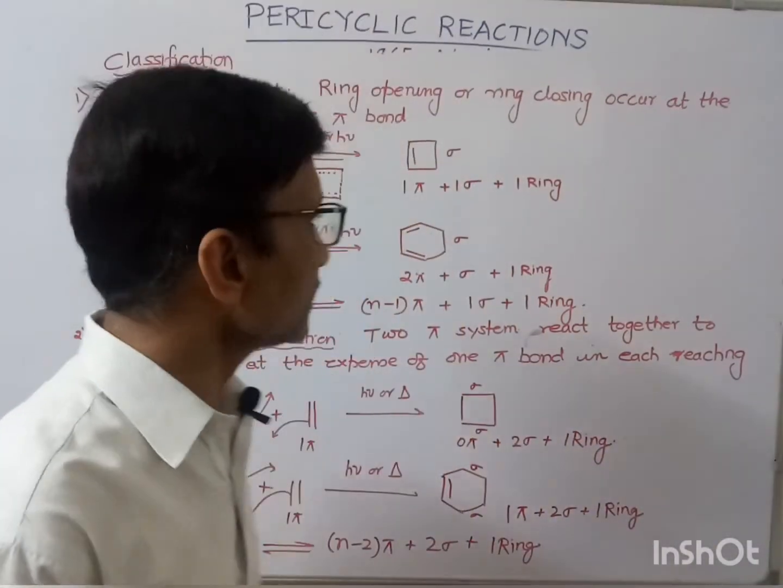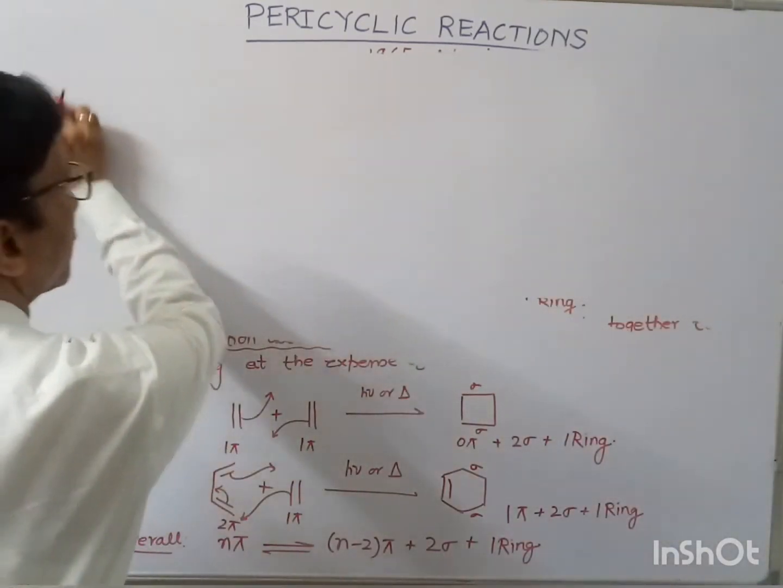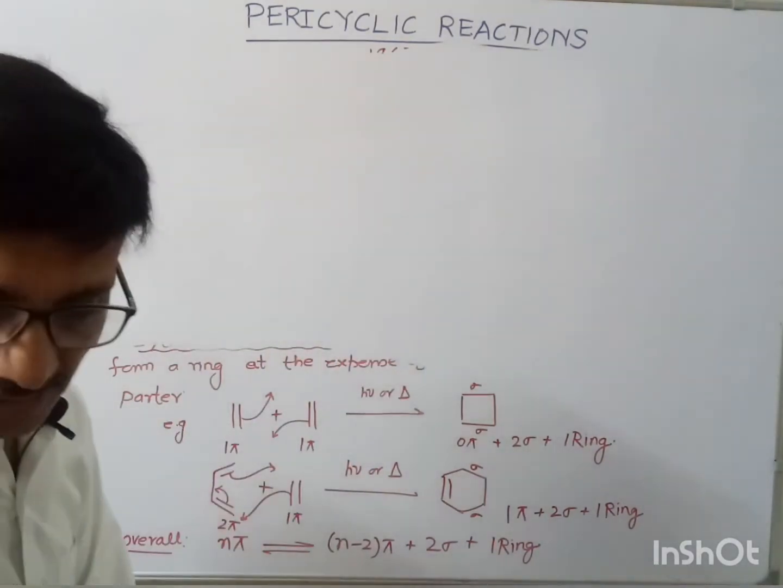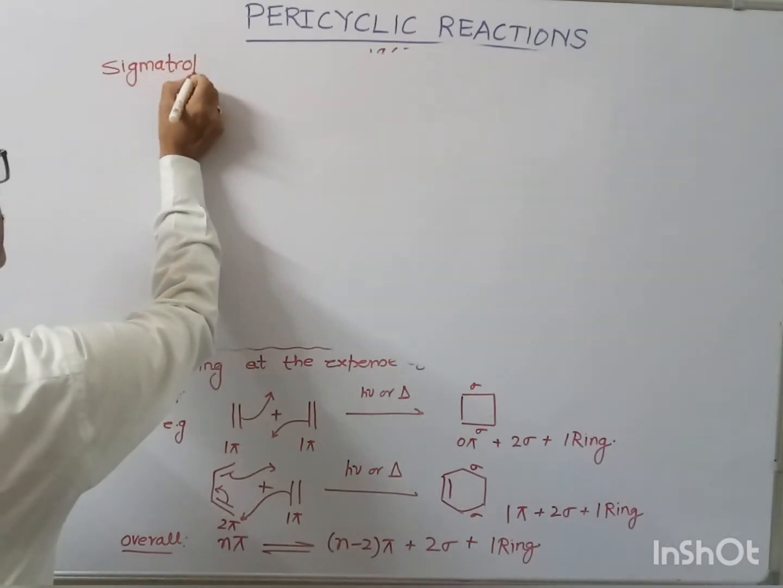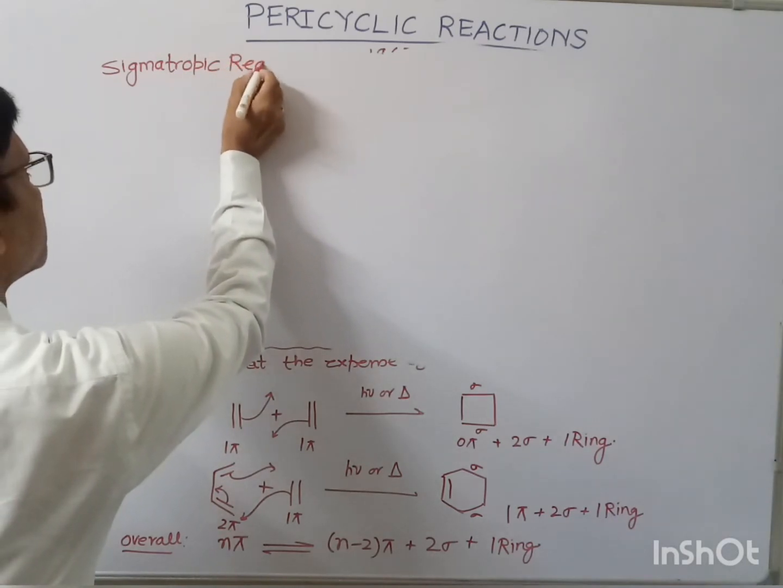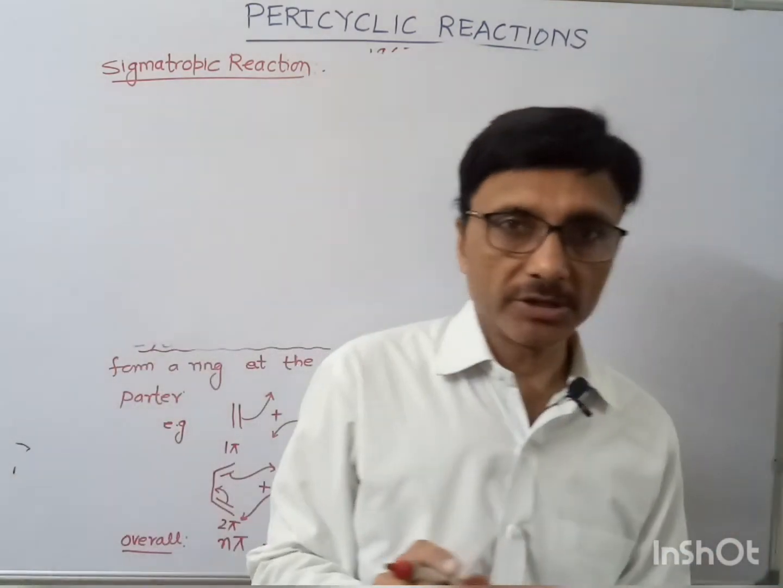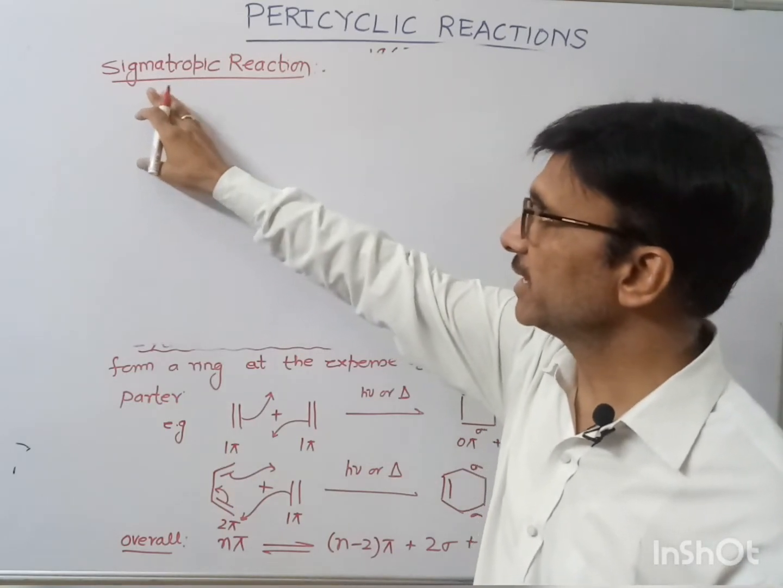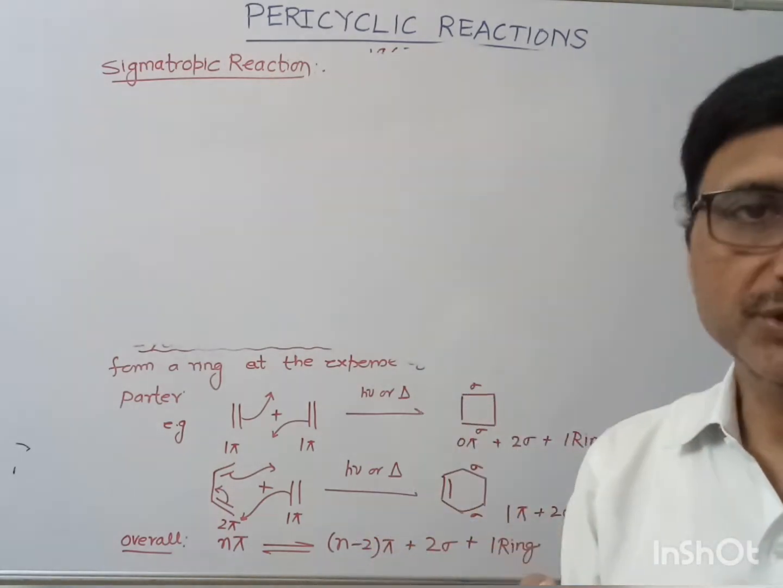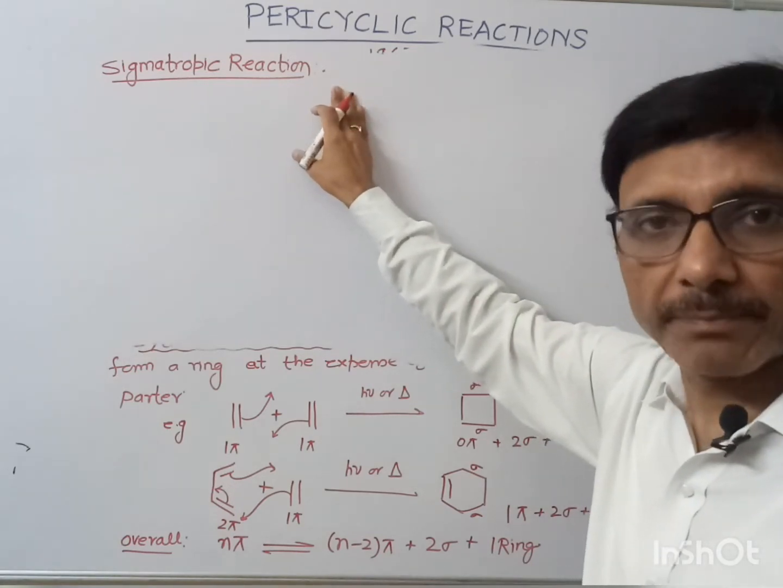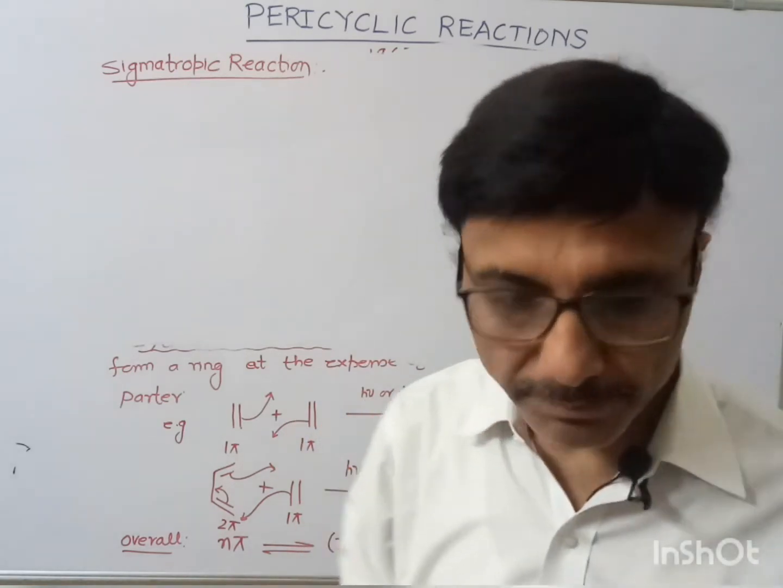Now let's see the third classification, that is the sigmatropic reaction. In a sigmatropic reaction, sigma bonds migrate. From the name sigmatropic, you can say the sigma bond will migrate. Here also we take a pi system. The sigma bond will migrate in the pi system from one center to another center, or from one terminal to another terminal. So here migration of a sigma bond occurs.